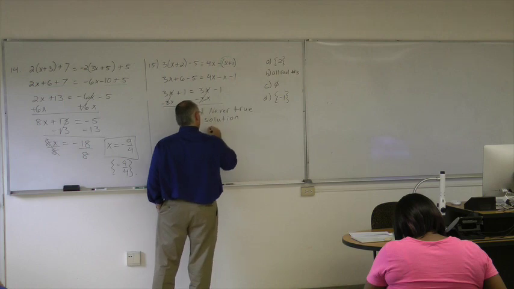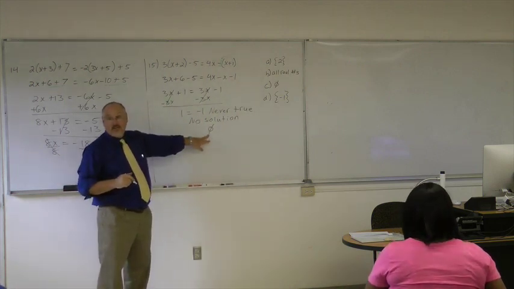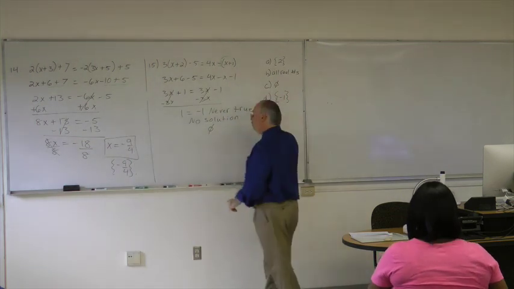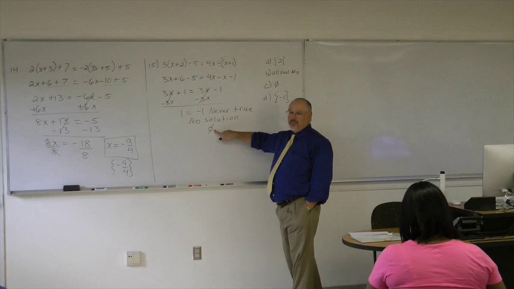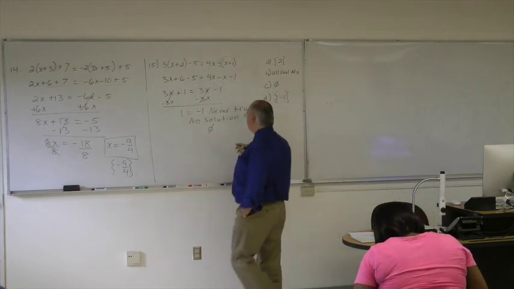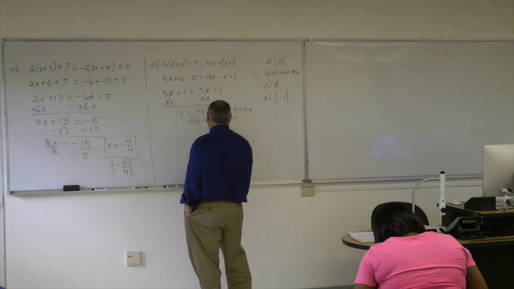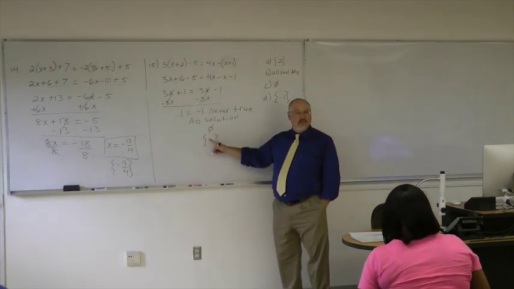Isn't one of the answers, though, something we write out? Well, it'd be the empty set. So it'd be zero? No, that's not zero. That's the empty set. That means there is no solution. It can also be written as quite literally an empty set, a set with nothing in it.